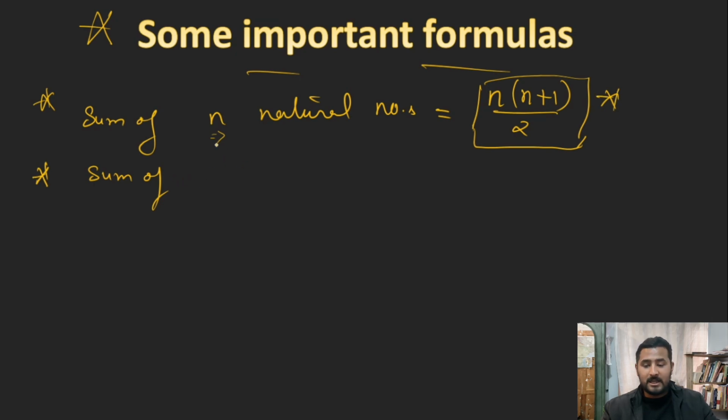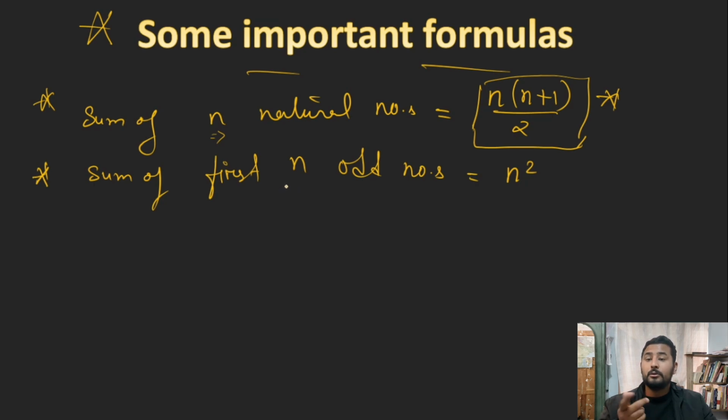Now if you have to find the sum of first n odd numbers, how will you do? You just have to square n. Suppose it is the sum of first 10 odd numbers, then you have to multiply 10 into 10. That means n square, right? So 10 square will be 100. Okay, so let us go to next.